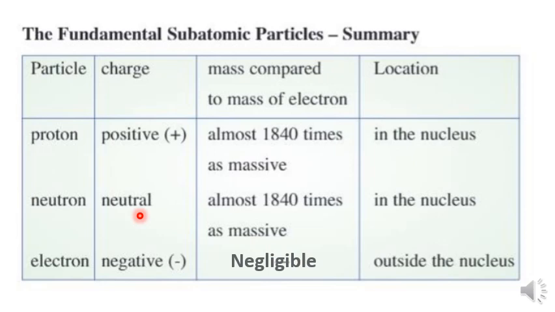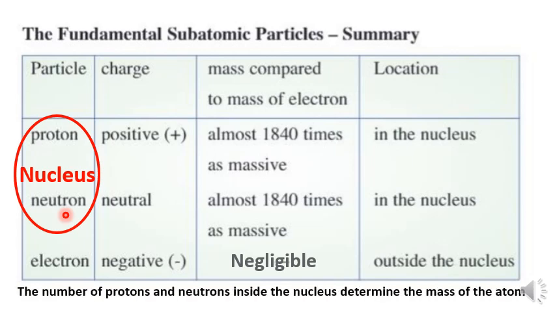So as you can see, most of the mass of the atom is because of the proton and the neutron. Where do we find the protons and the neutrons? We find them in the nucleus. So you can guess that the nucleus contributes mostly to the mass. So the number of protons and neutrons inside the nucleus determine the mass of the atom. However, the electron is very negligible and doesn't contribute to the mass of the atom.